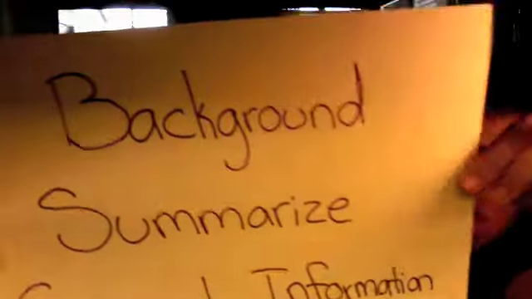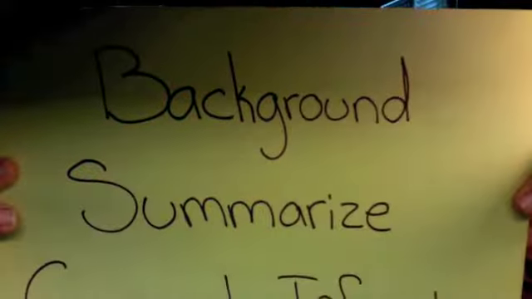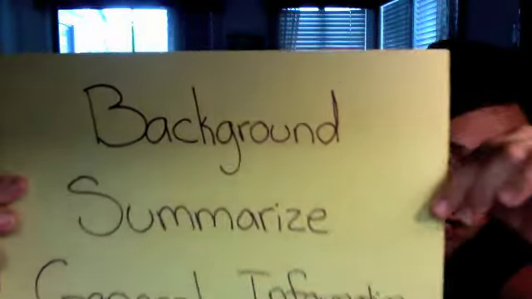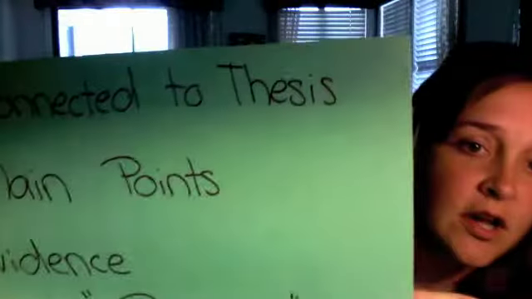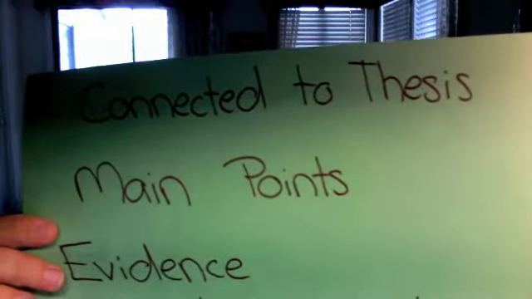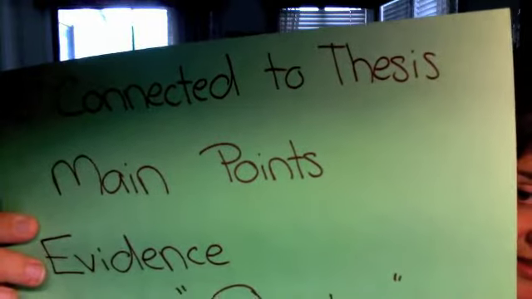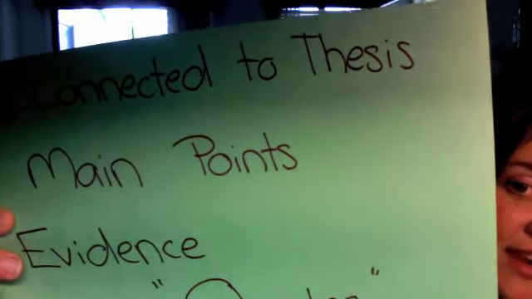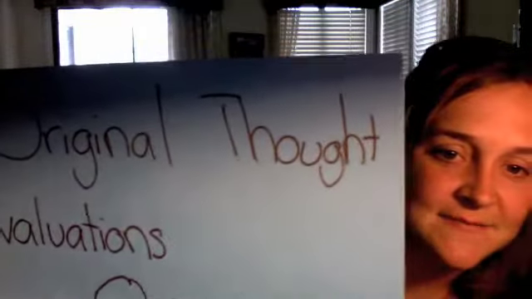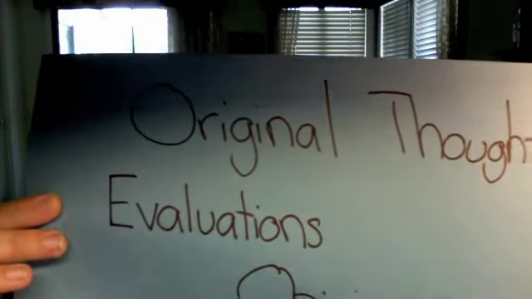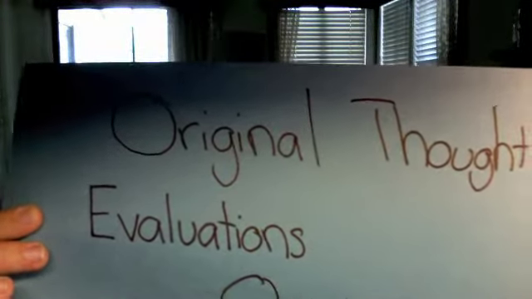Okay, there are some sentences that are used for background, summarizing, and general information, right? And there are some that are connected to the thesis. They're the main points that you're writing about. They're statements of evidence and statements of quotes. And there are still others that are your original thoughts. They are comments of evaluation and opinions. So we have all these different types of sentences, right?